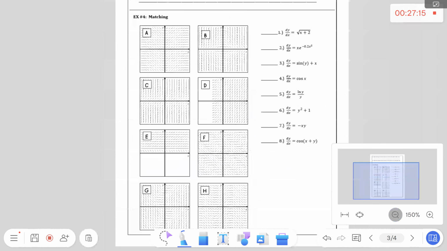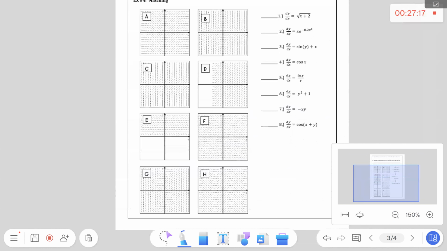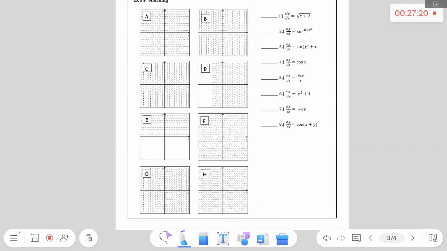First step, when identifying a slope field, I would look at which ones immediately stand out to you that look totally different from the rest of them. D and E. Why do D and E look different? It doesn't exist there. So I would look at which of my functions given would have something that causes something to not exist. Ding, ding, ding. That's number 1, because you can't have the square root of a negative number, right? What's another one? 5, absolutely, because you can't have a natural log of a negative number. Cool. So 1 and 5 are D and E.